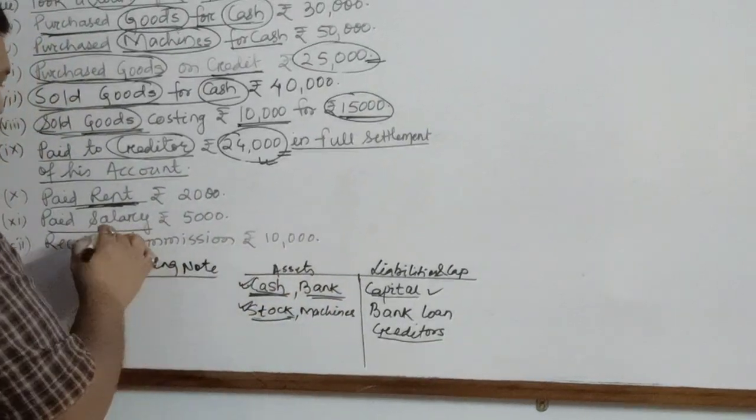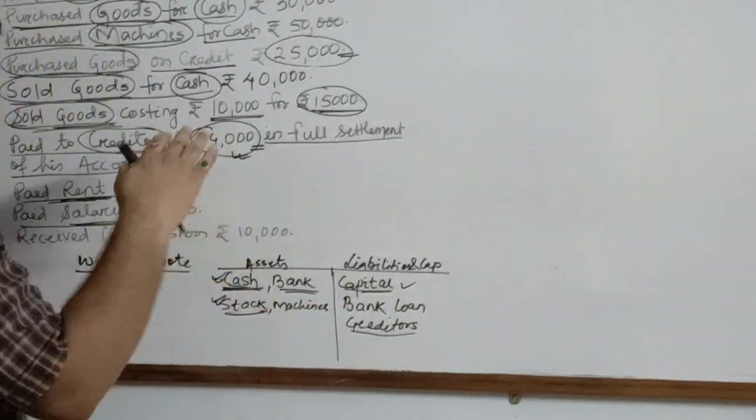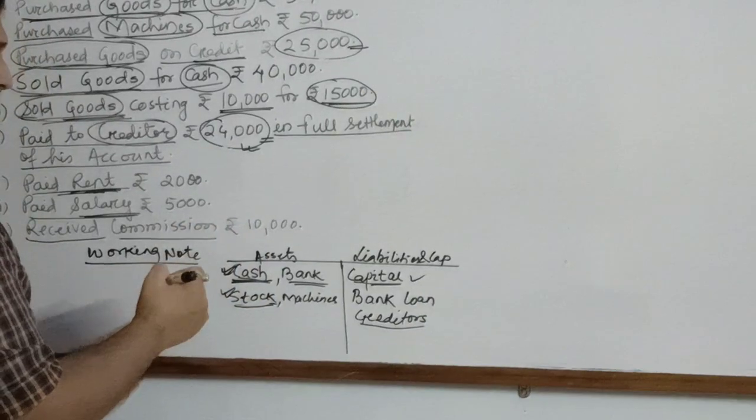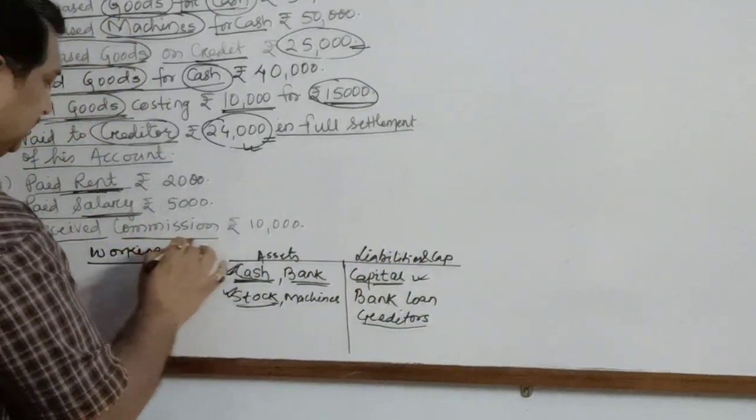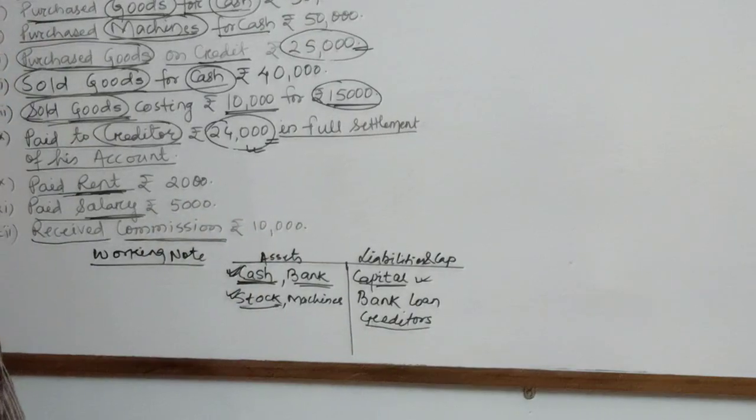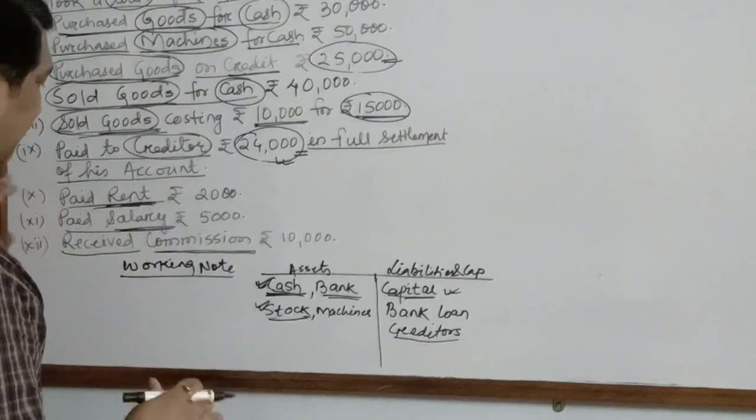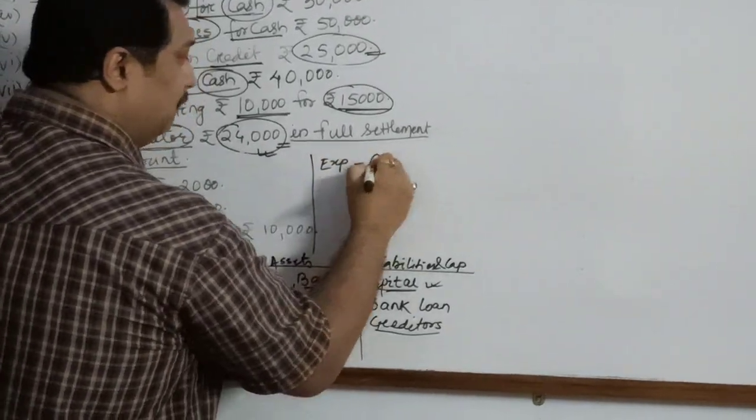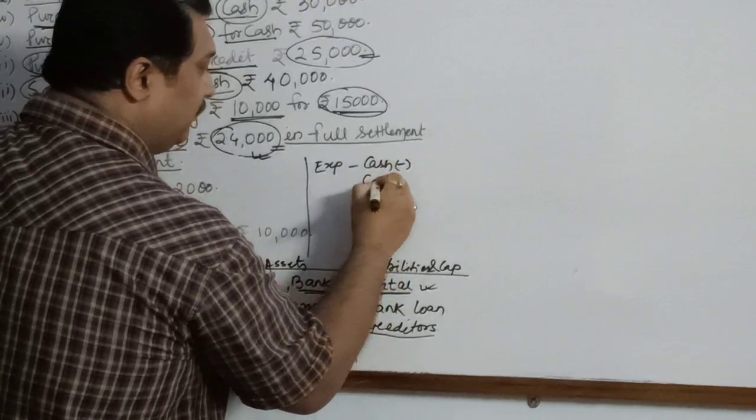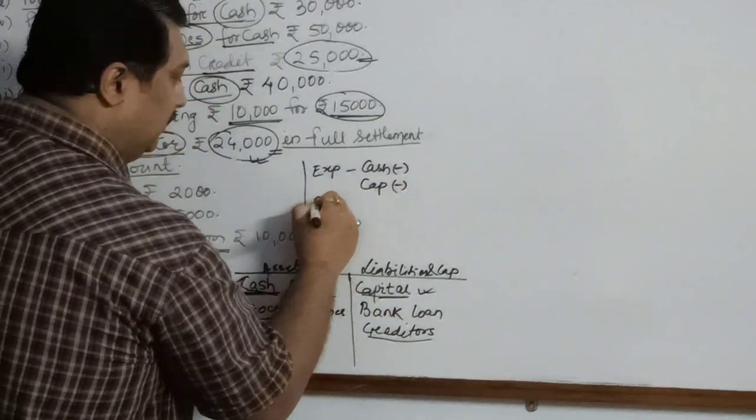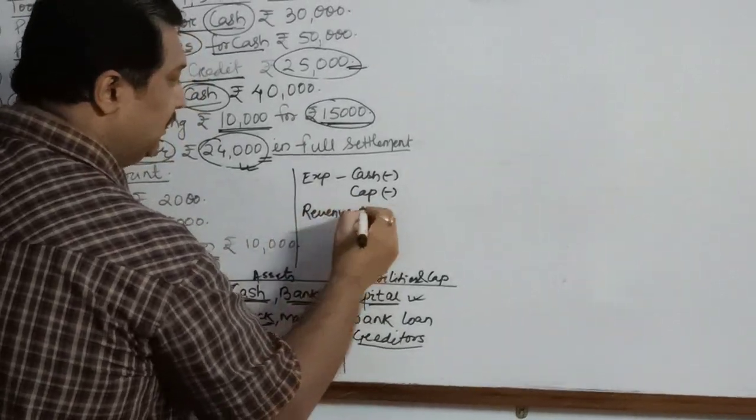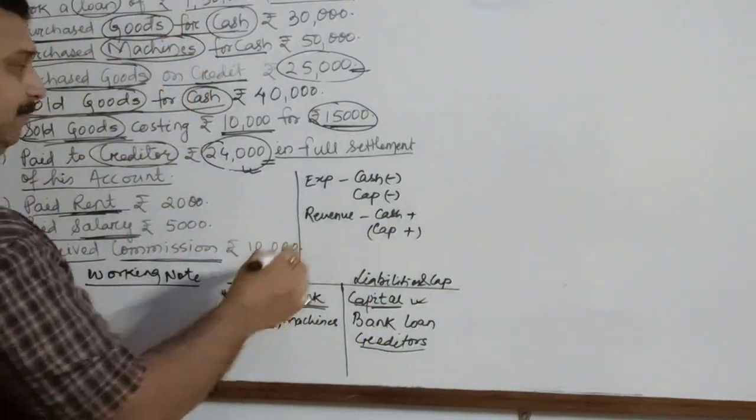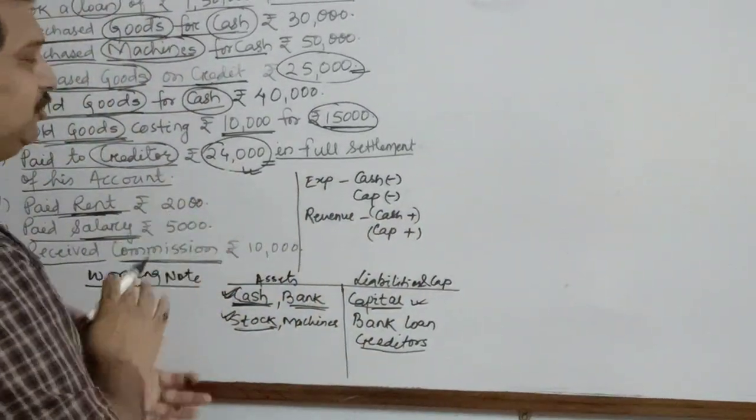So my cash will decrease and my capital will also decrease because it is an expense. Received commission. I am receiving commission, so my cash will increase and my capital will also increase because it is a revenue which is going to incur. So ultimately, children, you have to keep few things in mind, that for all the expenses, please reduce cash and reduce capital. For all the revenues or the profits, you will increase your cash or bank and you will increase your capital. Okay, so these are the few things which you need to keep in mind.